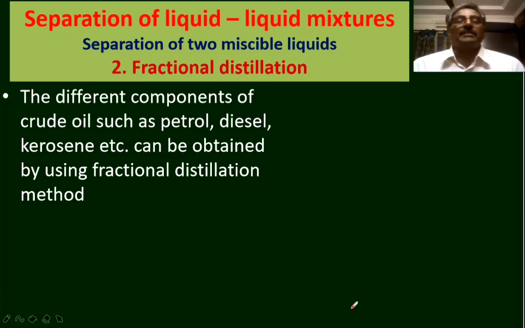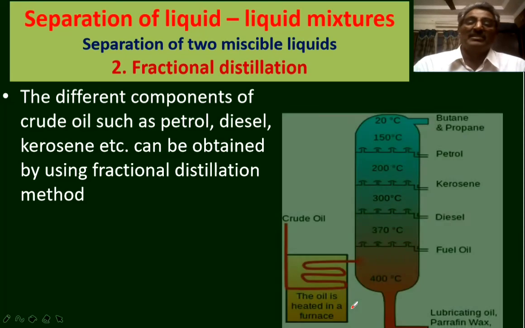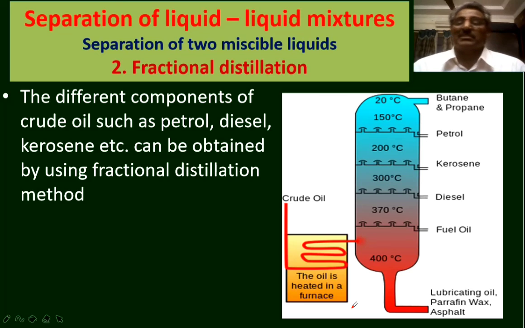The different components of crude oil such as petrol, diesel, kerosene, etc. can be separated from petroleum by using the fractional distillation method. Petroleum is heated to a temperature of more than 400 degrees Celsius. At that temperature, all the components of petroleum change to vapor state.